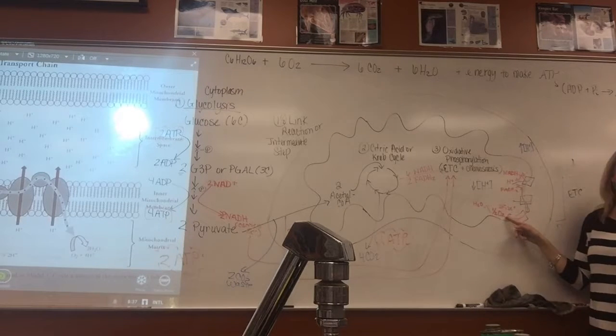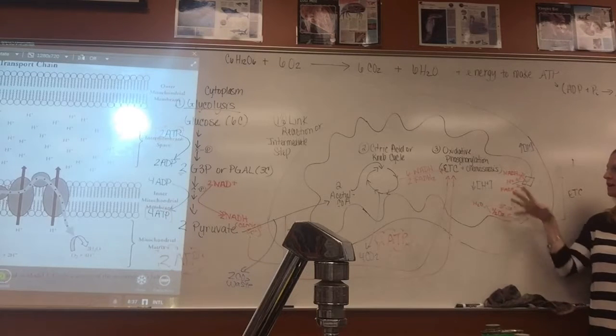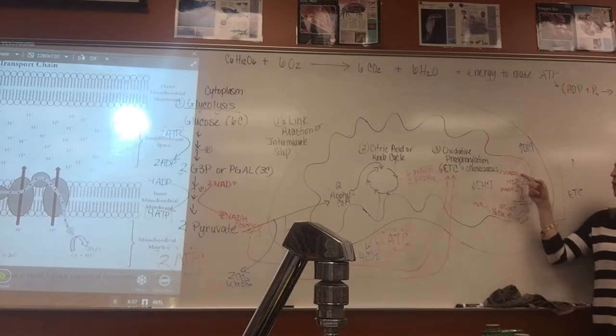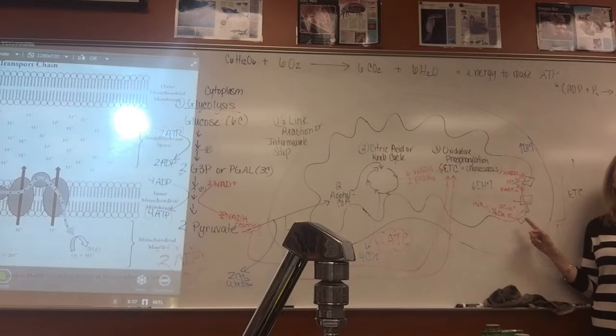What's oxygen's role in this process? Olivia? It's the last acceptor, so it's what we call the final electron acceptor, and it is that because it's the most electronegative, right? And so therefore, why is it important that we get these electrons moving through the electron transport chain? What happens as the electrons move through the electron transport chain?